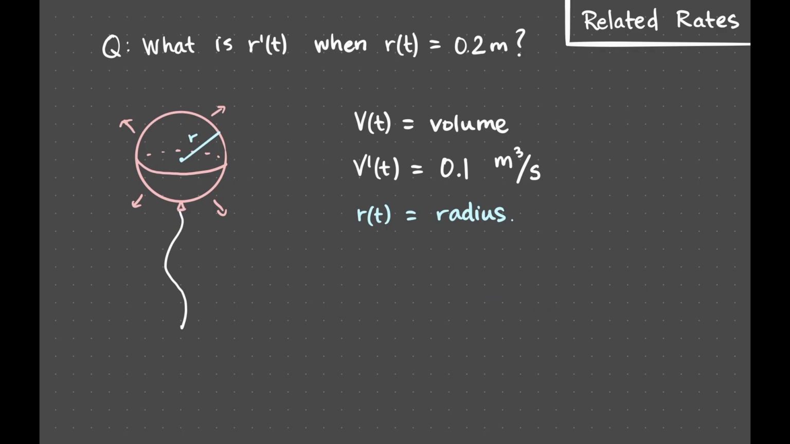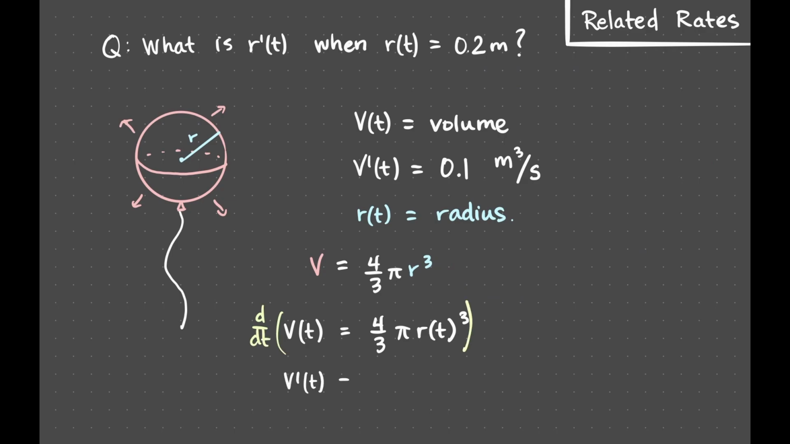To find out what r prime of t will be, we'll relate r prime of t to V prime of t. In particular, we know that the volume of a sphere is given by V equals 4/3 pi r cubed. And so, thinking of the variables as functions of t, we have the relationship V of t equals 4/3 pi times the quantity r of t to the third power. To obtain r prime of t, we'll differentiate both sides. On the left, we just obtain V prime of t. And on the right, we get 4/3 pi times 3 r of t squared times r prime of t, where the r prime of t term comes from chain rule.